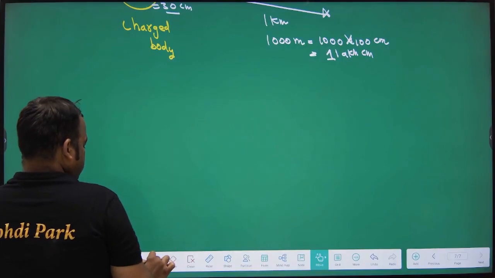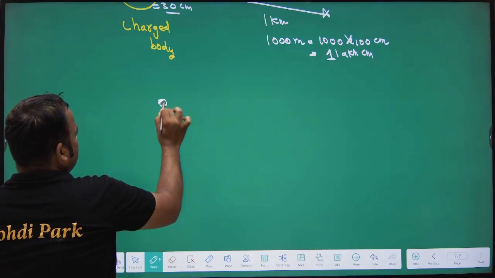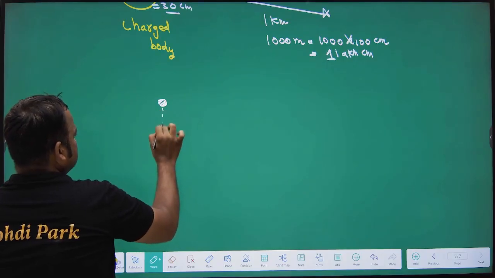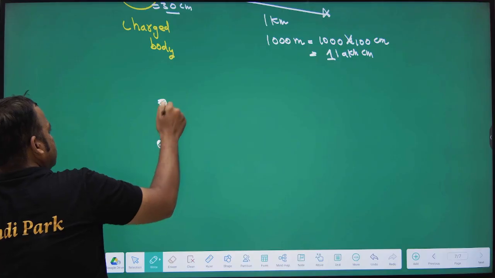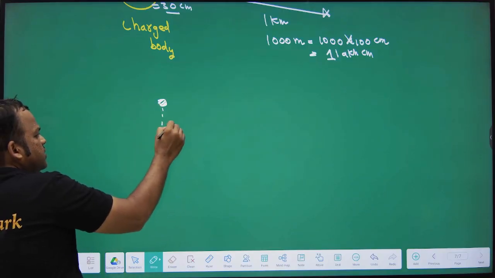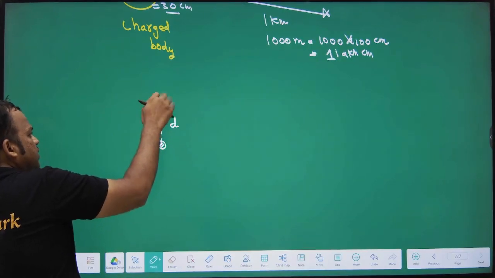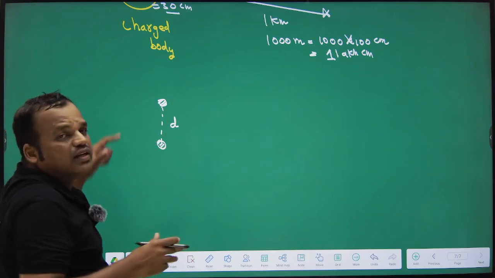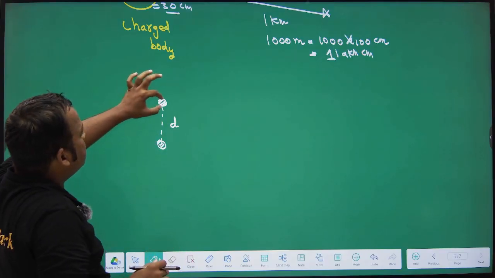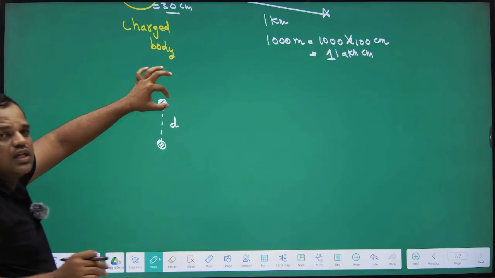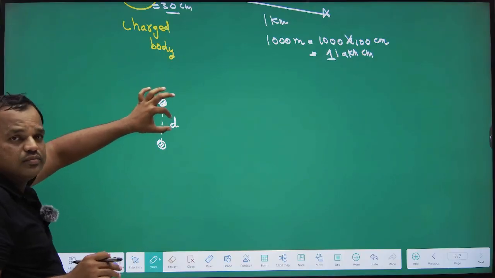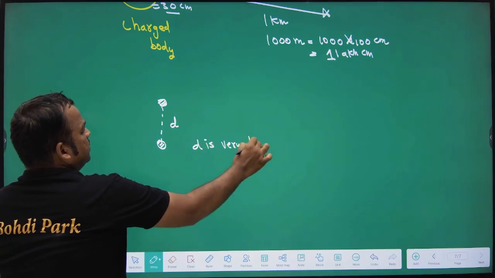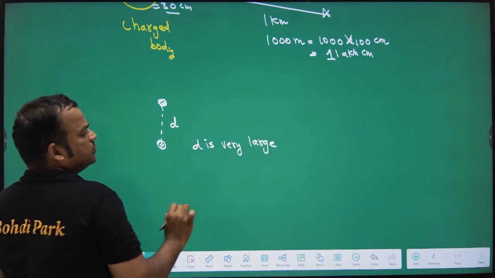Suppose I have one point charge here, another point charge here. Suppose this distance is d. This distance is very large as compared to the diameter of this charged body. D is very large, correct?